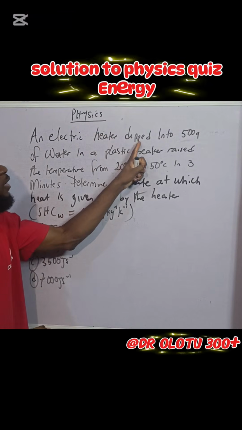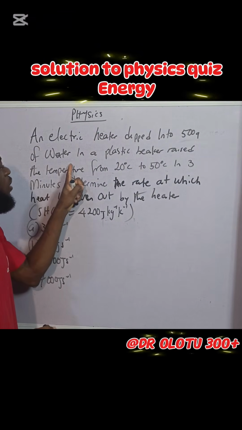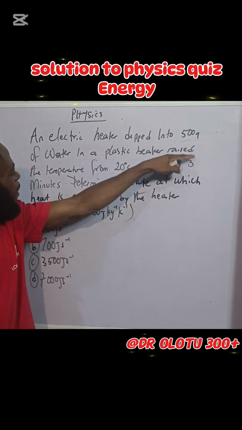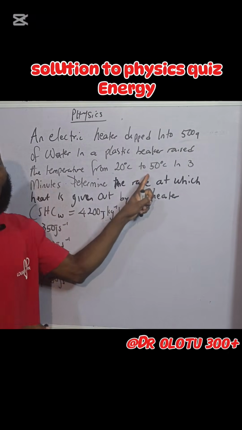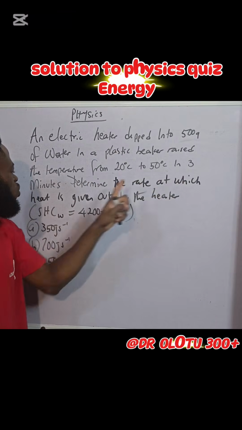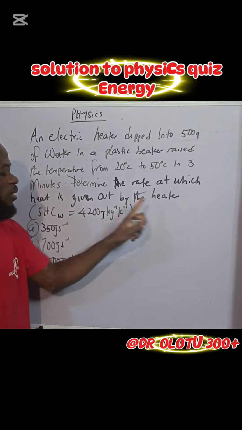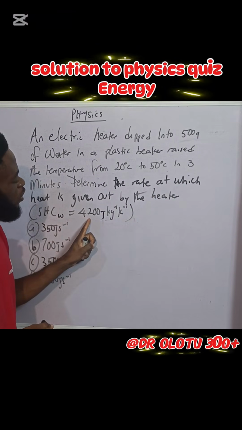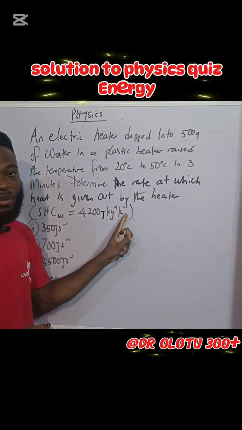An electric heater dipped into 500 grams of water in a plastic beaker raised the temperature from 20 to 50 degrees Celsius in 3 minutes. Determine the rate at which heat is given out by the heater. SHC of water is 4,200 joule per kilogram per Kelvin.